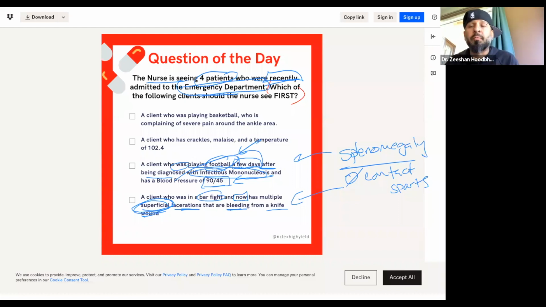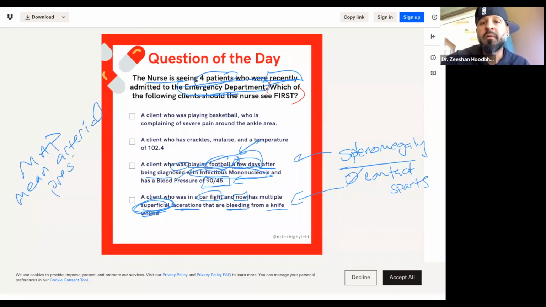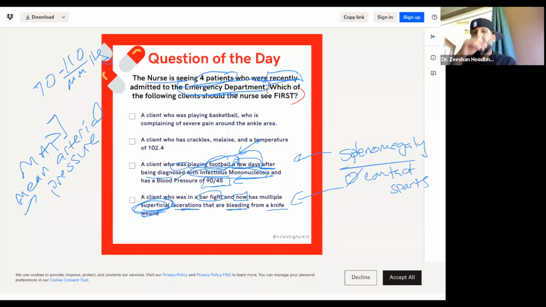Is this hypotension? That diastolic is really low. And I know I don't really talk about it, but I'll actually talk about this now. If you calculate the mean arterial pressure here, what is it? This is the arterial pressure that is needed to perfuse our organs. And what is the normal range? 70 to 110 millimeters of mercury.